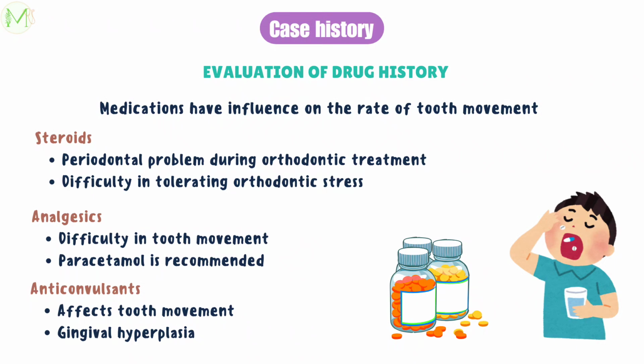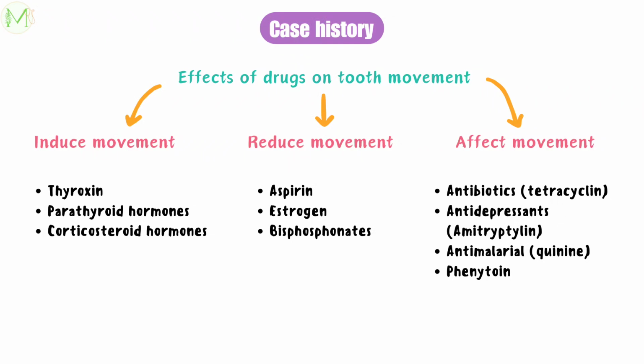Anticonvulsants also affect tooth movement because they are known to cause gingival hyperplasia. So now let's see some of the drugs which induce tooth movement, which reduce tooth movement and which are known to affect tooth movement. Drugs which induce tooth movement are thyroxine, parathyroid hormones and corticosteroid hormones. Drugs which reduce movement of the tooth are aspirin, estrogen and bisphosphonates. And drugs which affect tooth movement in general are antibiotics like tetracycline and doxycycline, antidepressants like amitriptyline, antimalarial drugs like quinine and chloroquine, and other drugs like procaine and phenytoin.